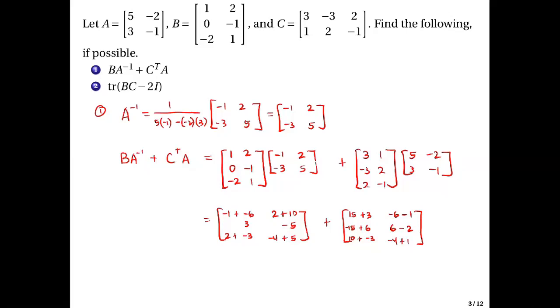Okay? So if we add this, basically you're just going to add the first entry here with the first entry here. So that's just adding all these numbers with these numbers. So we will have -1 plus -6, that's -7. Plus 15, that's 8. Plus 3, that's 11. And then here 2 plus 10, that's 12. Minus 6, that's +6. Minus 1, that's +5.